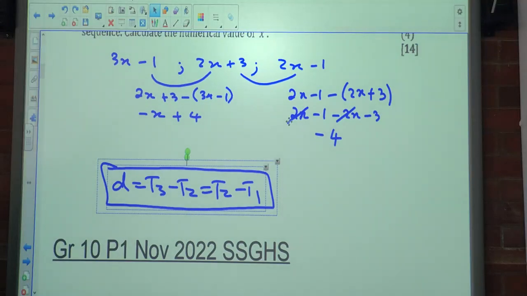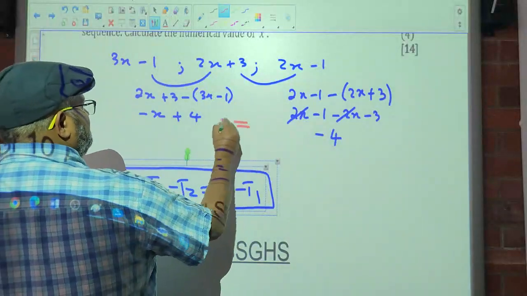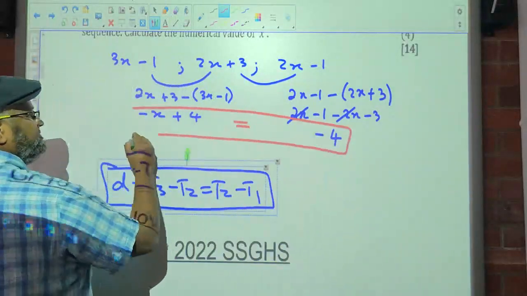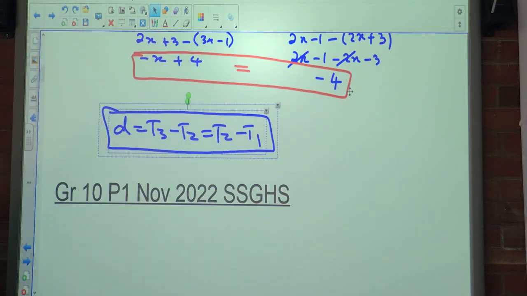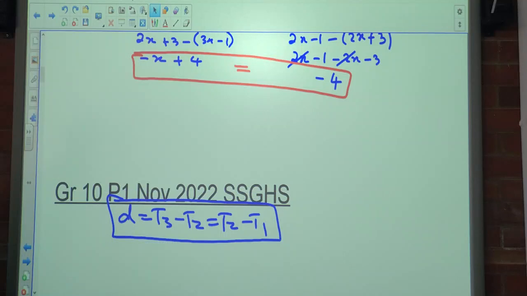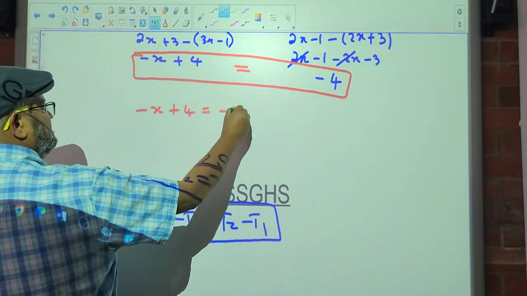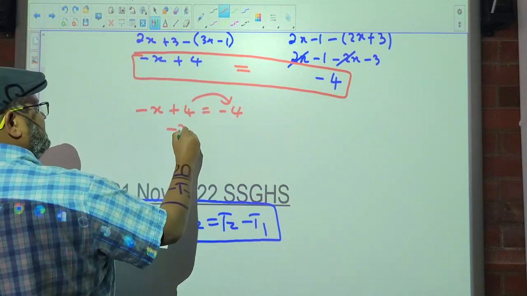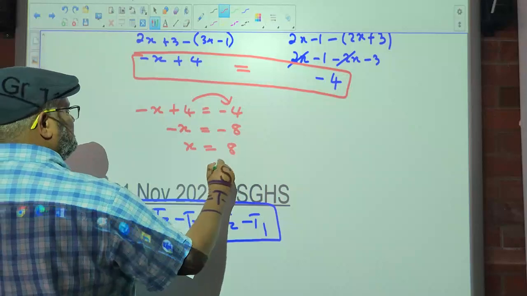Okay. So with that in mind, we're now going to say that your common difference is actually negative 4. Can you see that? So in order to solve for x, I'm going to say that has to be equal. It has to be equal. So now, we have negative x plus 4 is equal to negative 4. You get 4 over the equal sign, so negative x equal to negative 8. So x is equal to 8.